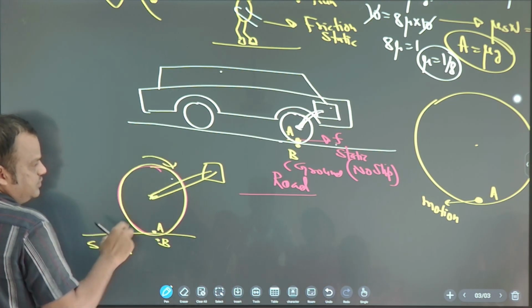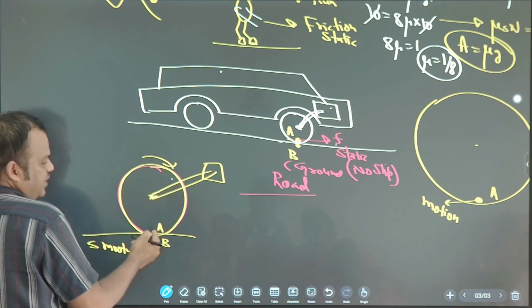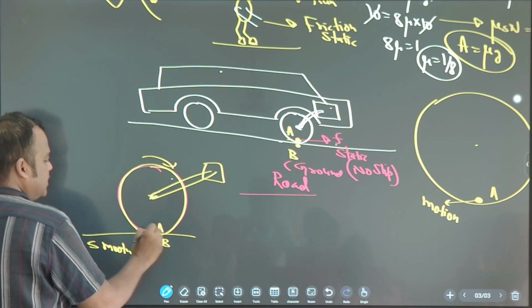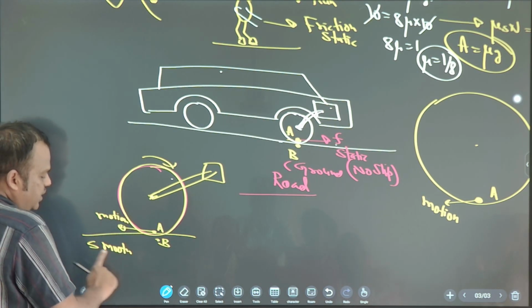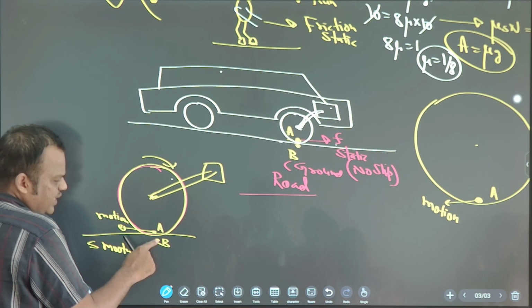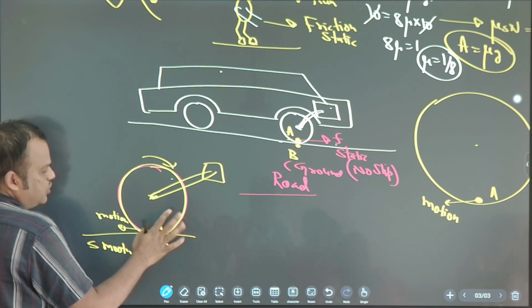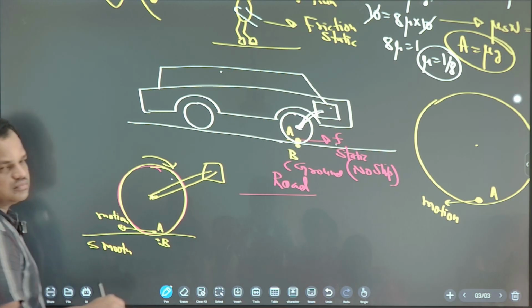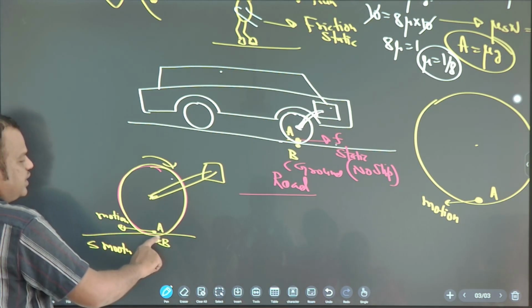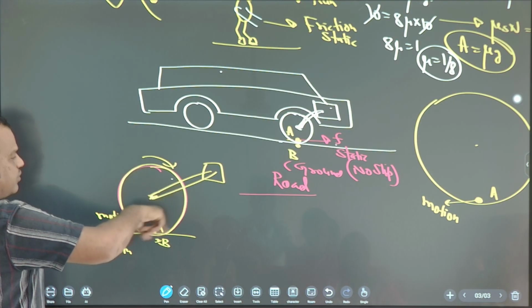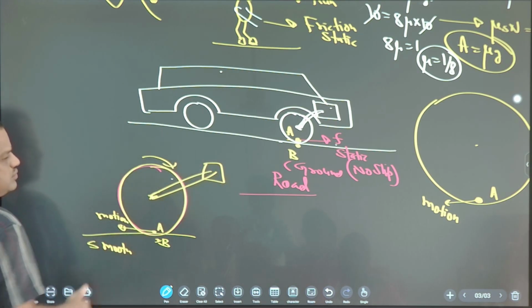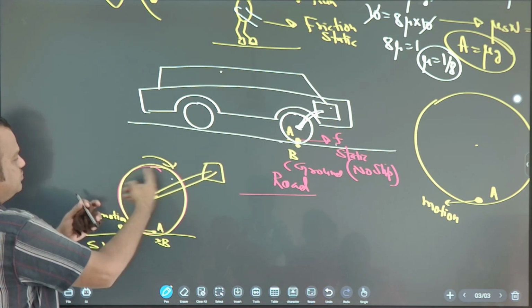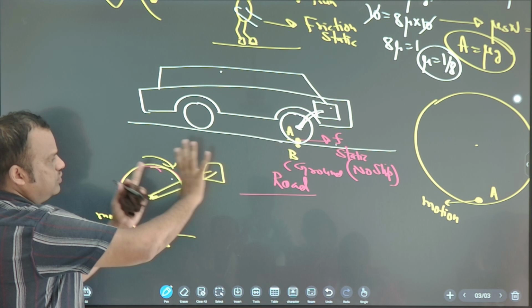It is rotating clockwise. Where will A move? A will move to the left side. Correct or not? But it is a smooth surface, so will B exert any friction? No friction. Are you getting it? So B will exert no friction, and the wheel will rotate only. It will not go forward. It will just rotate, but the car will not go.